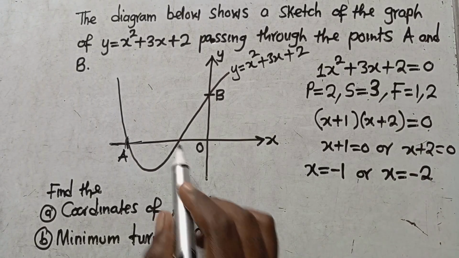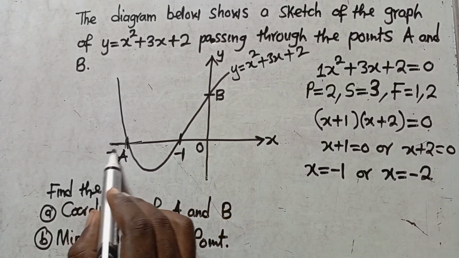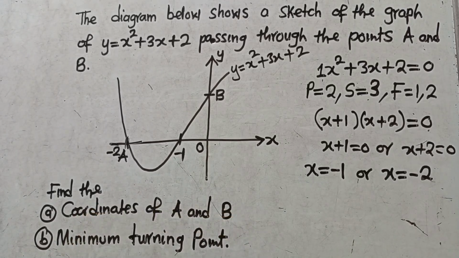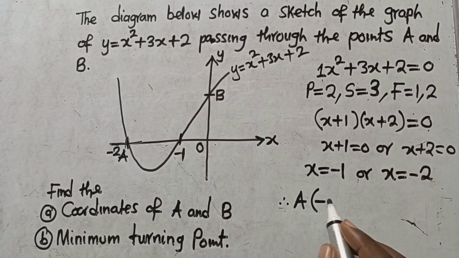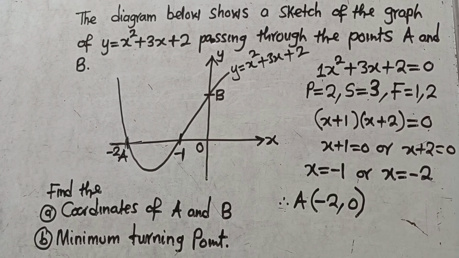Since you know that -1 is going to be here, meaning at this point, this is where we've got negative what? -2. So what is the coordinate of A? Therefore, the coordinate of A is -2, 0. Why? You know that y is 0. So that is the coordinate for A.